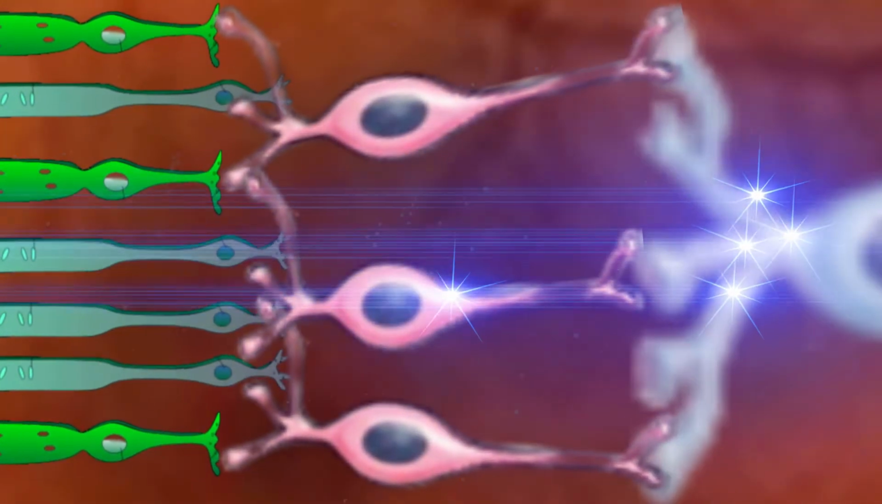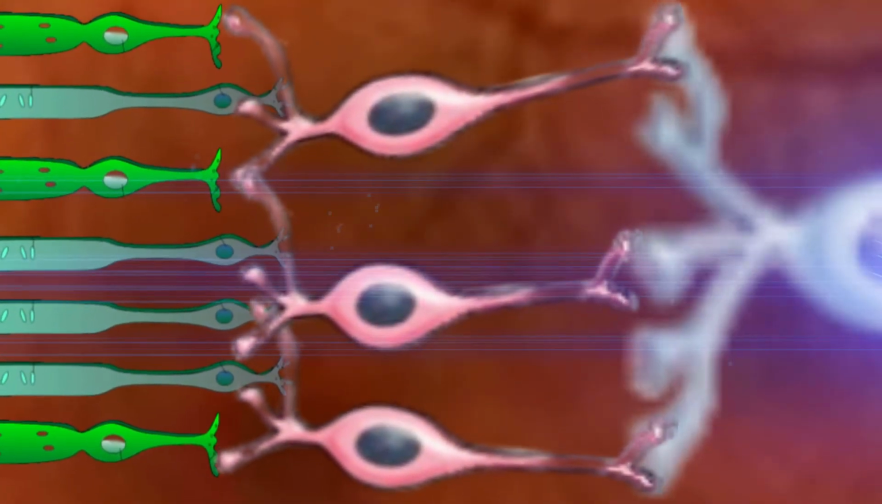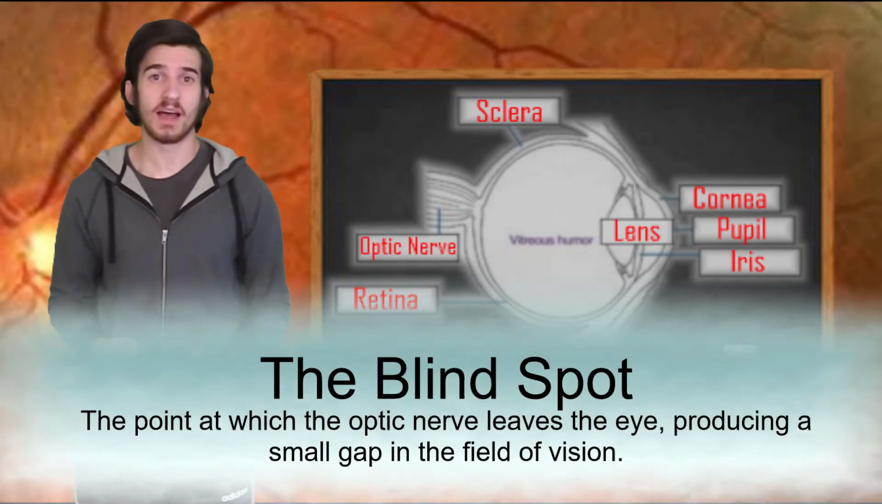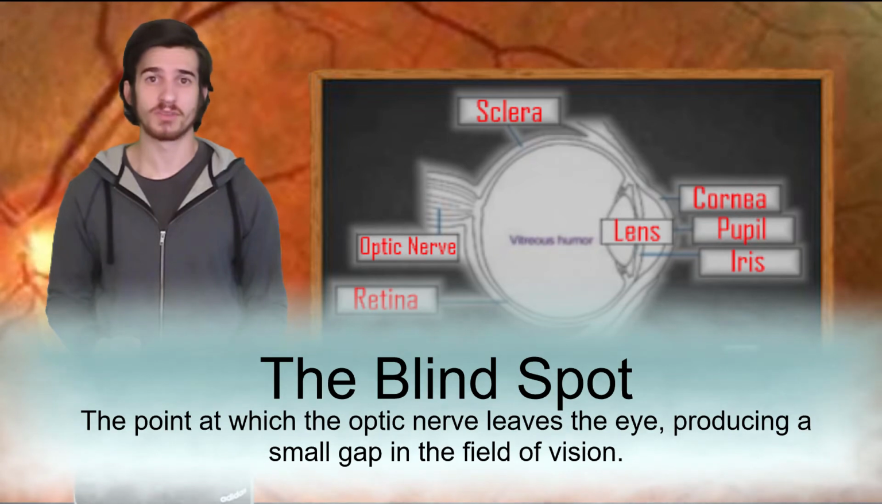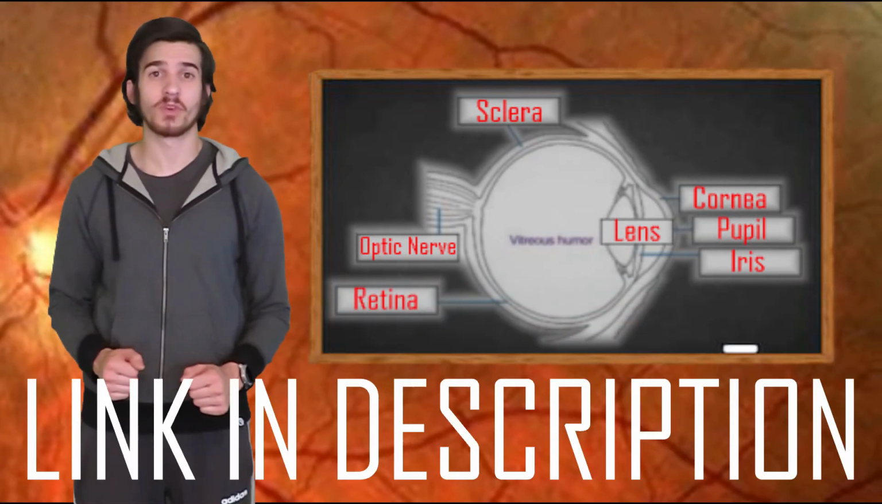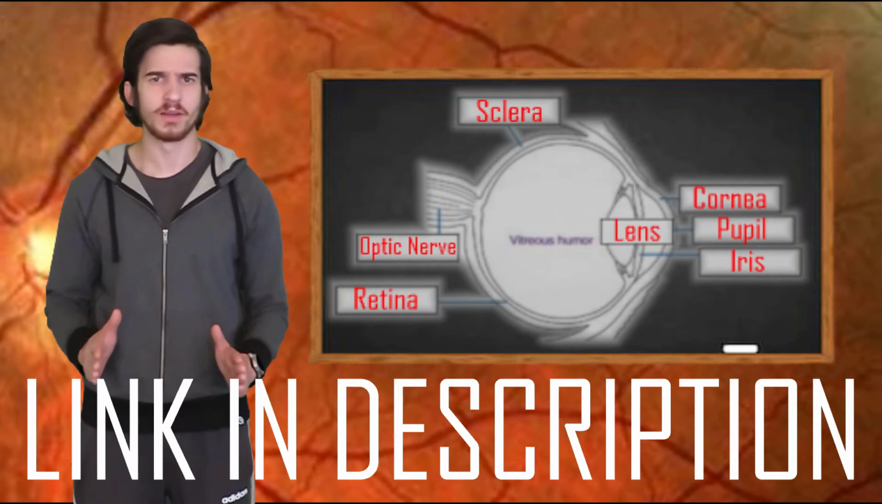This neural message is then passed along the optic nerve and onto the thalamus. Fun little fact about the optic nerve: the area where the optic nerve leaves the eye has no photoreceptor cells present. This will actually create a blind spot in our field of vision. I've posted a link in the description box that will bring you to a website to find your blind spot.